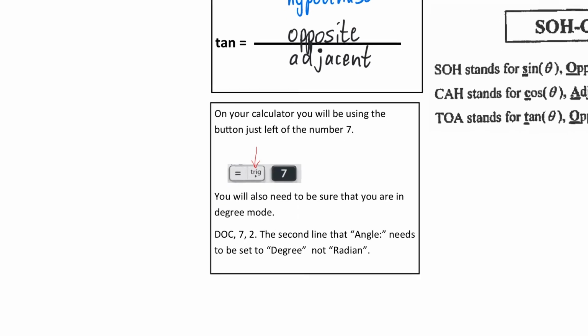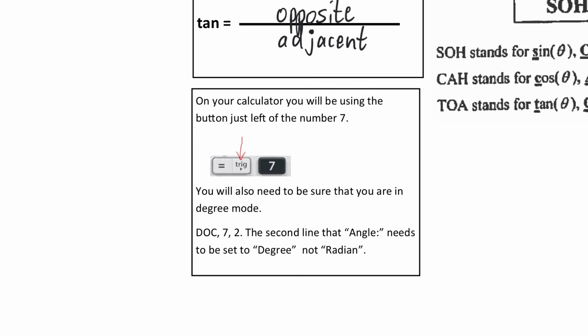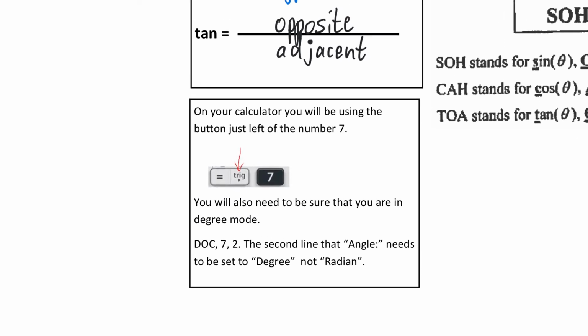All right, before we go, I just want to talk about this little box I put on here real quick. On your calculator, we'll be using this little trig button right next to the number 7. That's where we get to all of our functions on our TI Inspire. But the most important thing is you need to make sure that you're in degree mode. On any calculator, you've got to make sure you're in degree mode. On the Inspire, you go docs 7.2, and make sure the second line that says angle is set to degree, not radian.